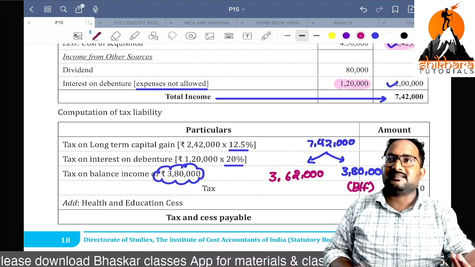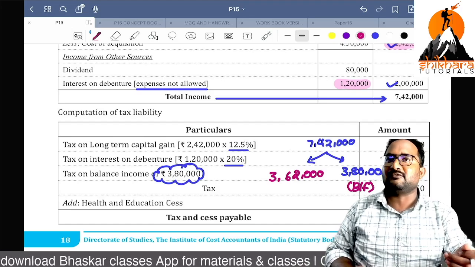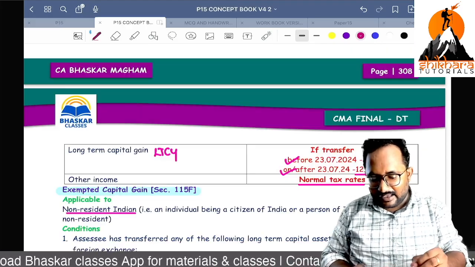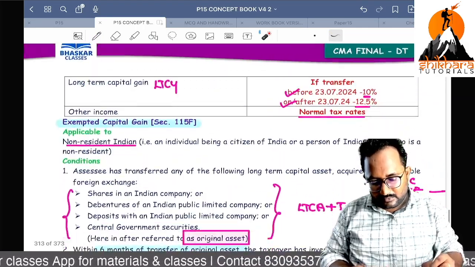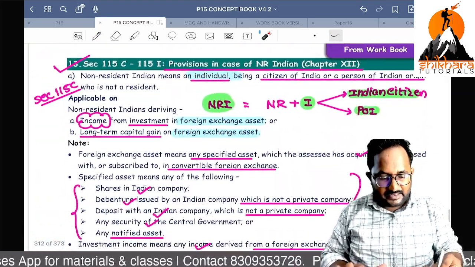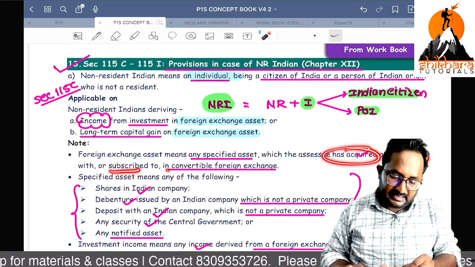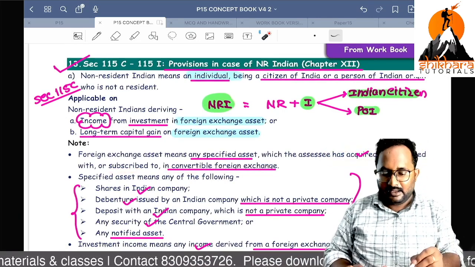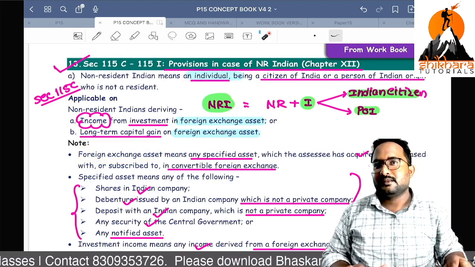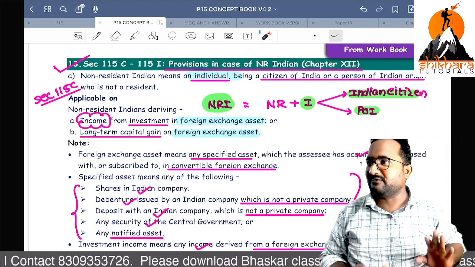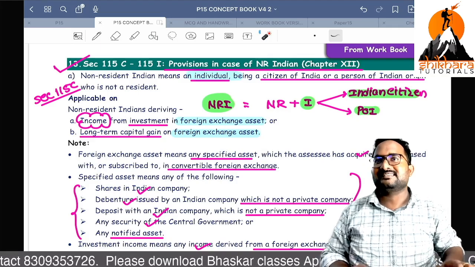If they are not mentioned, that is a normal asset only. We can't treat it as a foreign exchange asset. Why? Clearly they mention if it is acquired, purchased or subscribed in convertible foreign exchange, then only it can be treated as a foreign exchange asset. But if generally given, they will give you the clarity in the exam. Definitely they will give you. Otherwise you will get marks.